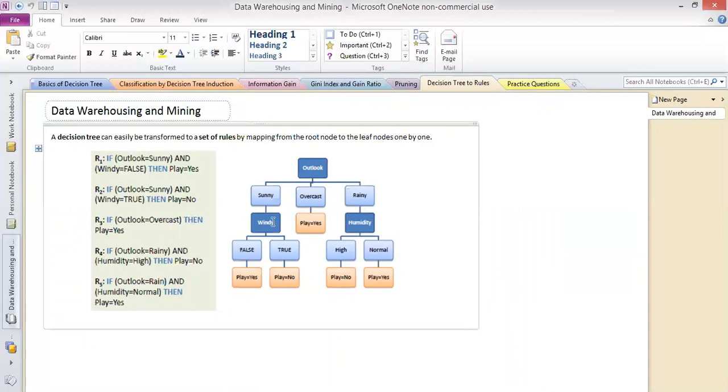Again, outlook, windy and humidity are the attributes. Sunny, overcast, rainy are actually branches, the values for outlook. False and true are values for windy. High and normal are values for humidity. Yes and no are actually your labels.